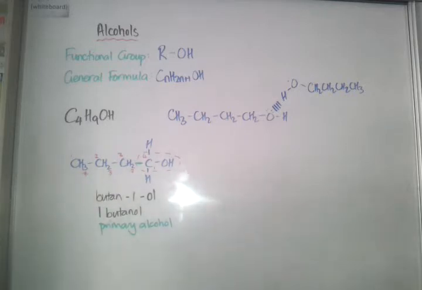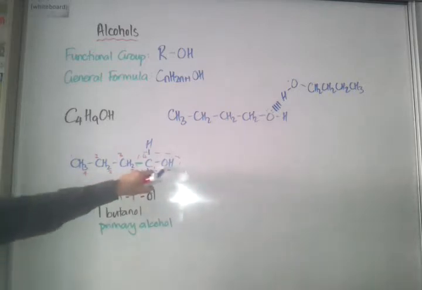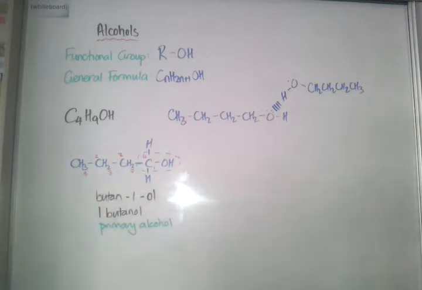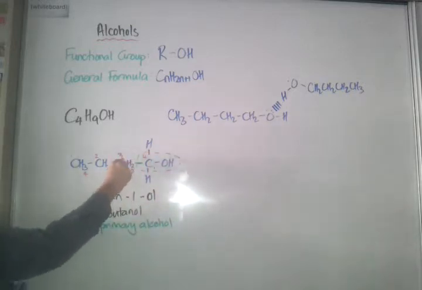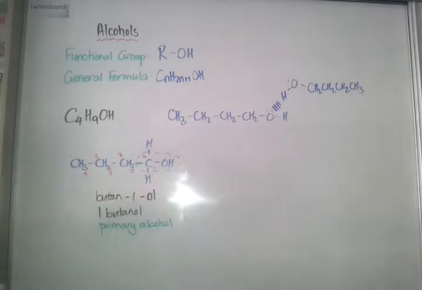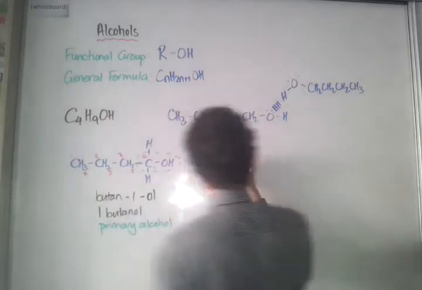Right, so now I've got this nice 4-carbon chain. I'm going to move the OH off there and I'm going to put it onto carbon number 2. So I'm just going to take that off there, put it there. It's going to have to displace a hydrogen, so I'll put that hydrogen on here. So what's that going to look like?